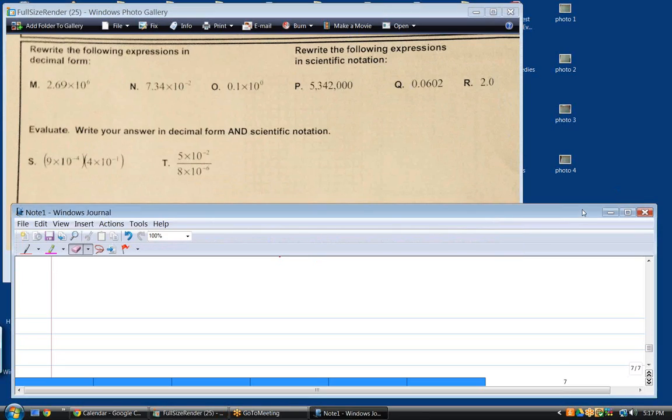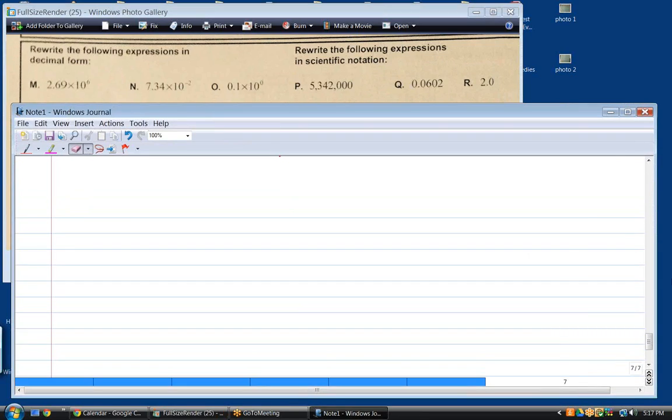Okay. M, scientific notation. How would I write that first number?